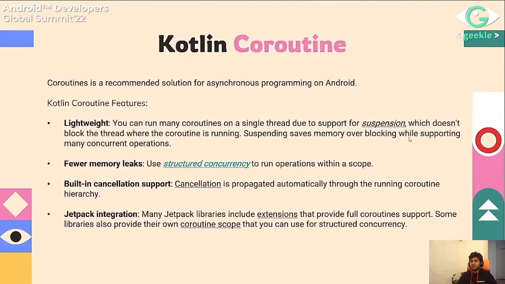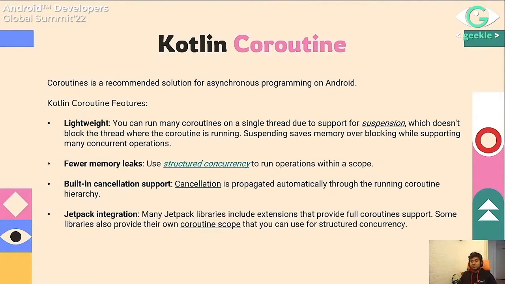Now we're going to discuss Kotlin Coroutines. Coroutines are a recommended solution for asynchronous programming on Android. The main Kotlin Coroutine feature is that it's lightweight. We can run many coroutines on a single thread due to support for suspension, which doesn't block the thread where the coroutine is running. Suspending saves memory over blocking while supporting many concurrent operations.